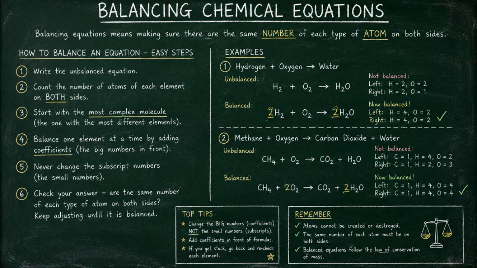1. Write the unbalanced equation. 2. Count the atoms of each element on both sides. 3. Start with the most complex molecule. 4. Balance one element at a time by adding coefficients, the big numbers in front. 5. Never change the small subscript numbers inside the formulas. 6. Check your work. The atom counts should match on both sides. Look at the examples. Hydrogen plus oxygen makes water, and methane plus oxygen makes carbon dioxide and water.